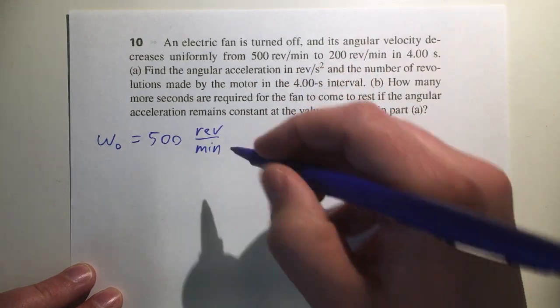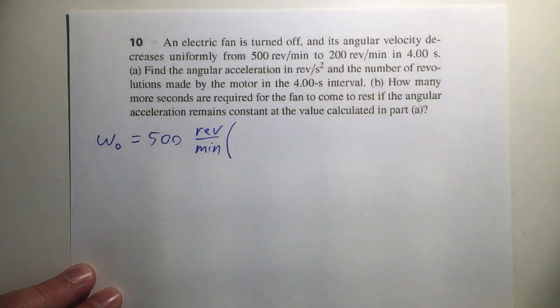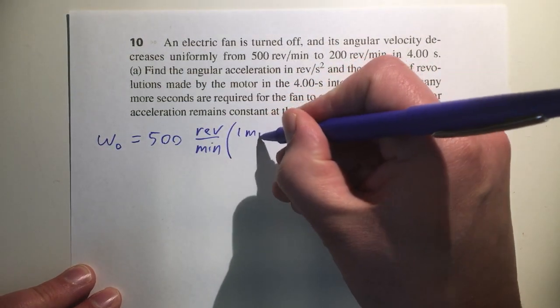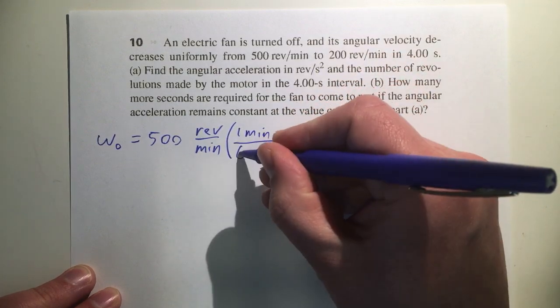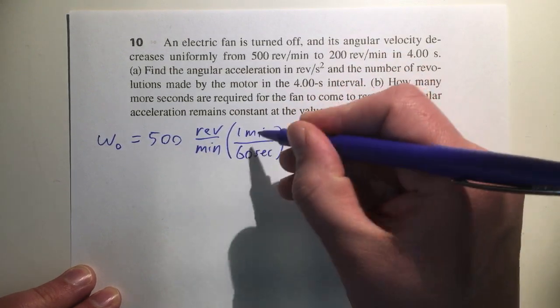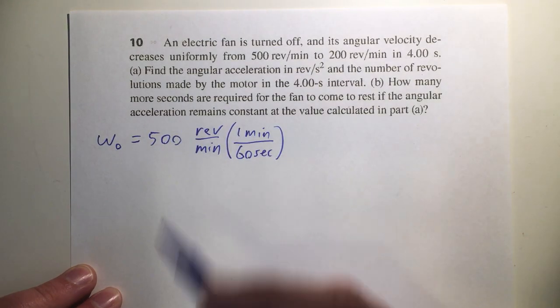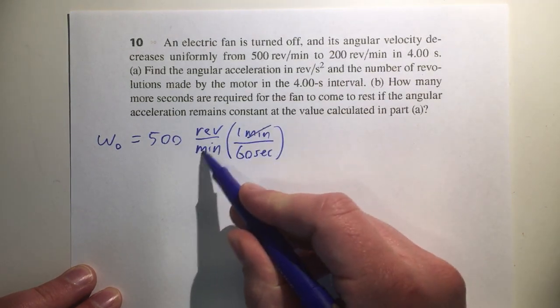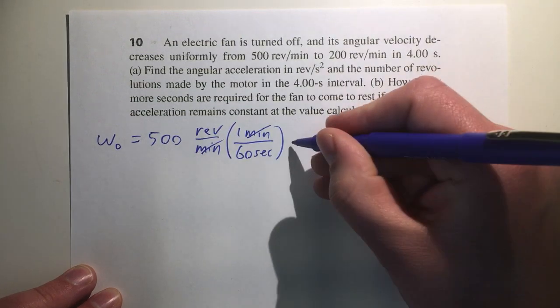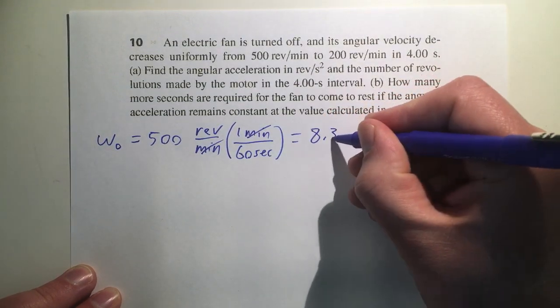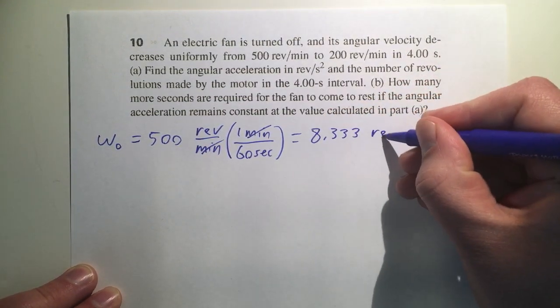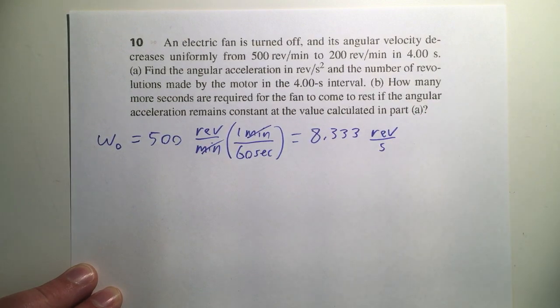But I do need to convert these minutes to seconds, so I'm just going to multiply this by the conversion factor. 1 minute is equivalent to 60 seconds. Since those are equivalent, dividing them is basically equal to 1, so I can just multiply by this. My minutes cancel, I get revolutions per second, and I have 8.333 revolutions per second.